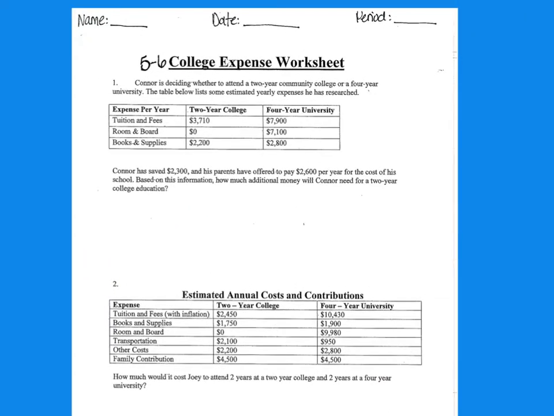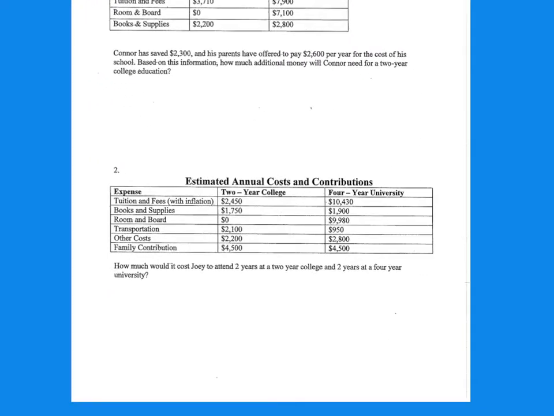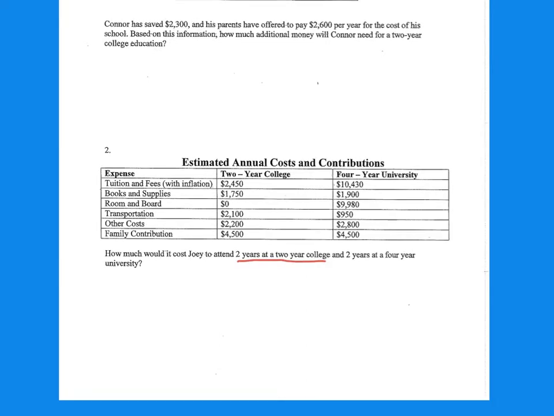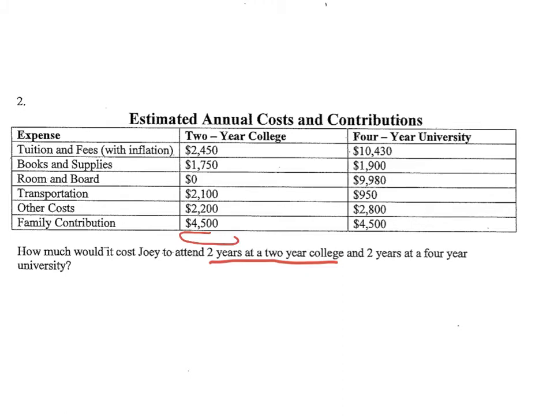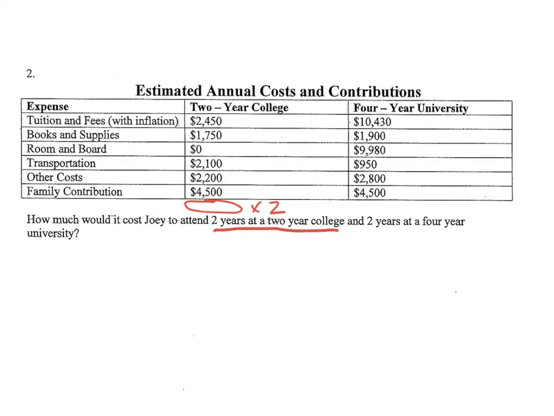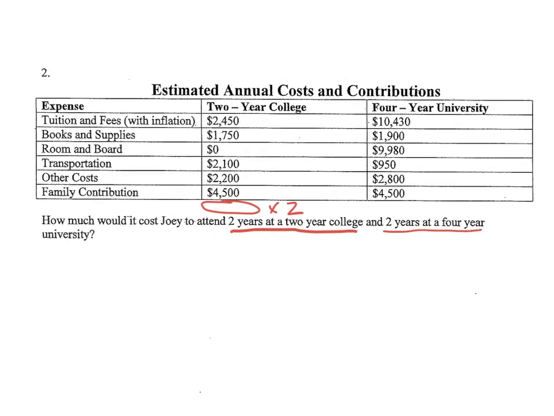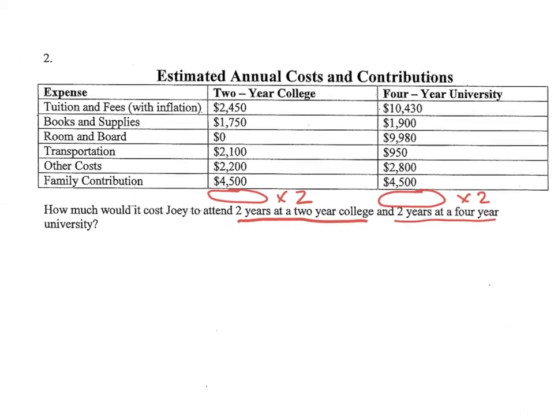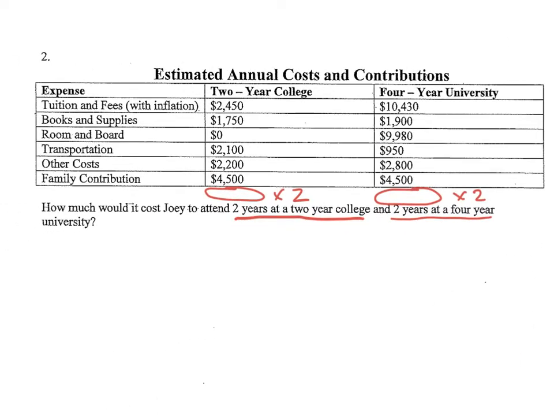On your worksheet, number 1 is the same as the examples we just looked at. Number 2 is a little bit different, but it's just asking you how much would it cost to attend 2 years at a 2-year college. So whatever your total is here, once you add those up, times 2, and then 2 years at a 4-year college. So whatever your total is here, times 2. So on that 4-year university, not times 4, times 2, because he's going to split it up. Community college first and then university second.